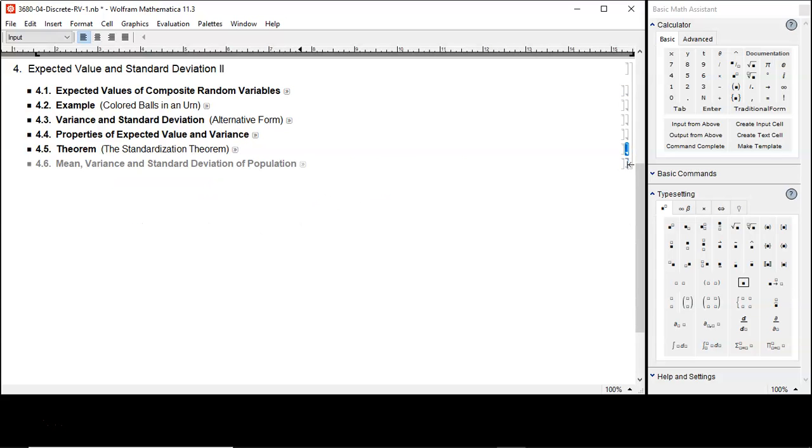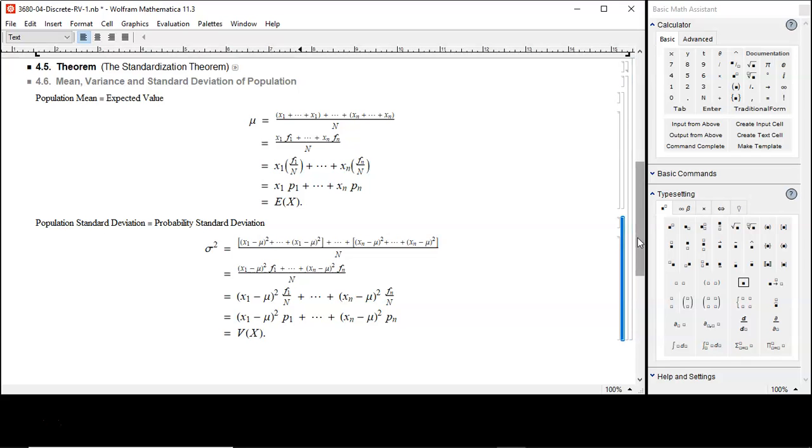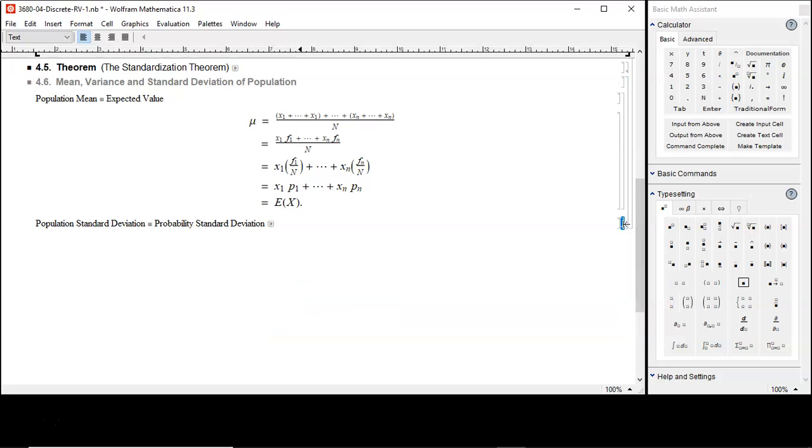Let's see, do we have another topic here? Mean, variance and standard deviation of population. Yeah, it turns out that for a finite sample space, when the probability is given by relative frequency, then expected value is the population mean, and probability standard deviation is the same as population standard deviation. Here's a proof, but it's for interested students only.